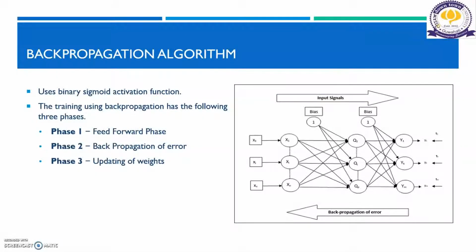So in the training using backpropagation, there are three main phases. Phase 1, feed-forward phase. Phase 2, backpropagation of error. Then the third phase is updating of weights.